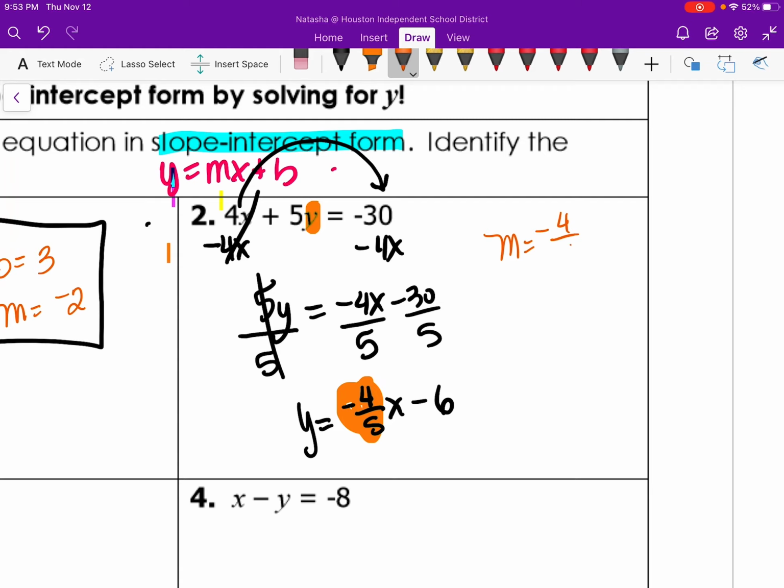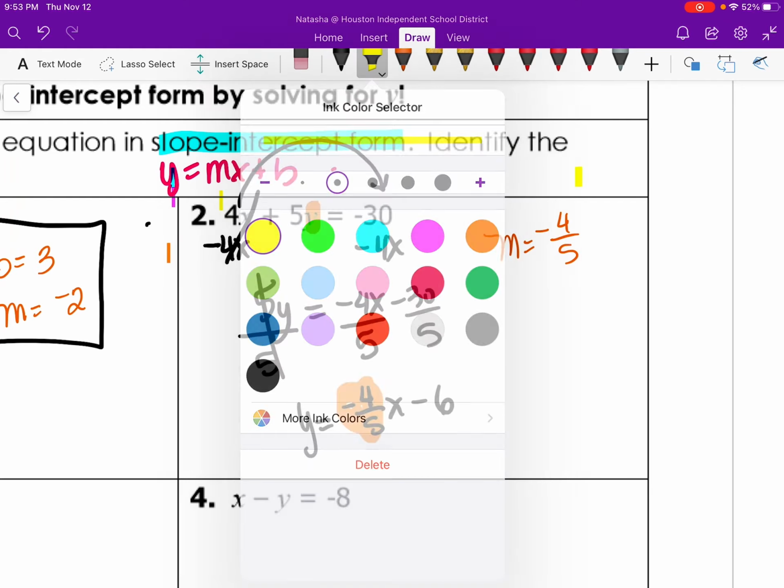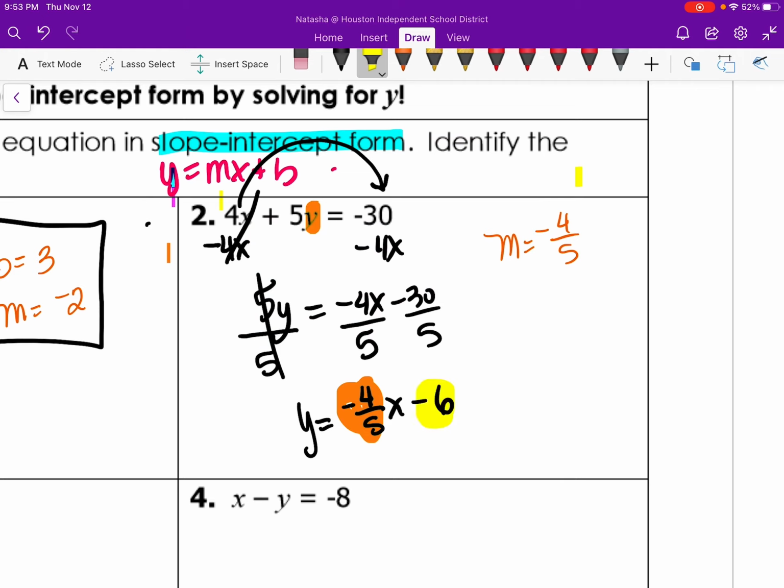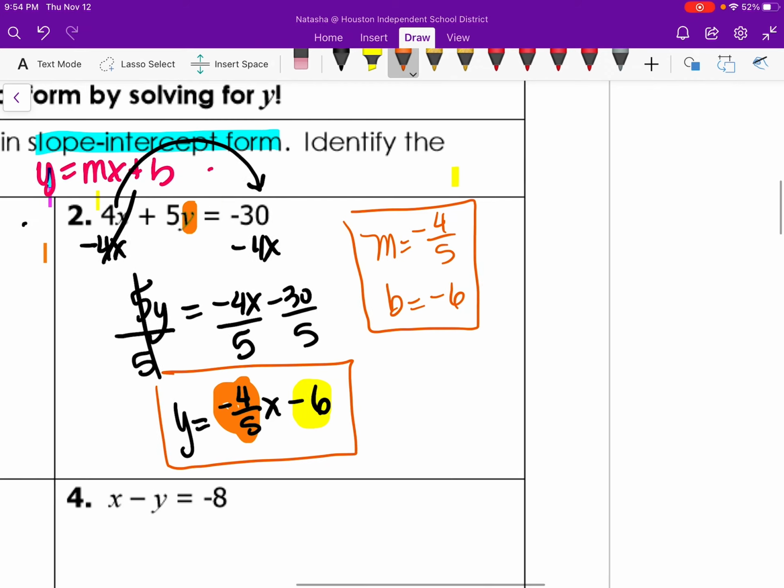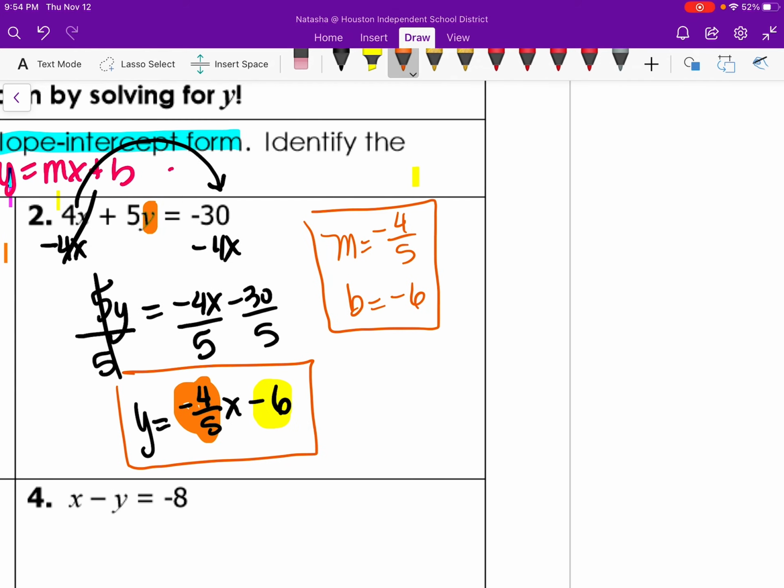So that's going to be m is equal to negative 4/5. And my y-intercept, that's going to be that constant number, that number that doesn't have a variable with it. So our b is going to be negative 6. So I am done. Now there is a side comment that I want to make here.